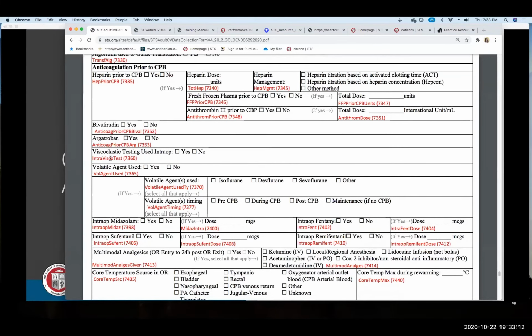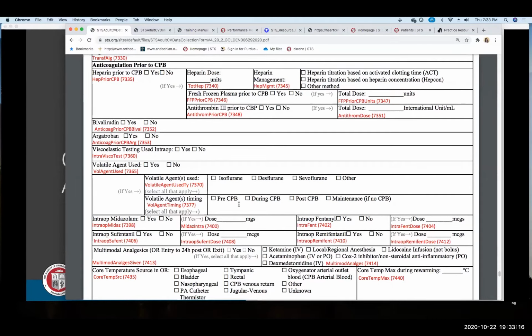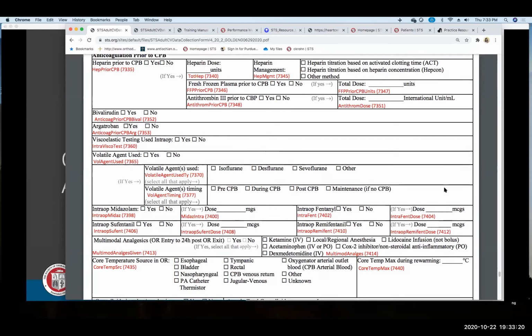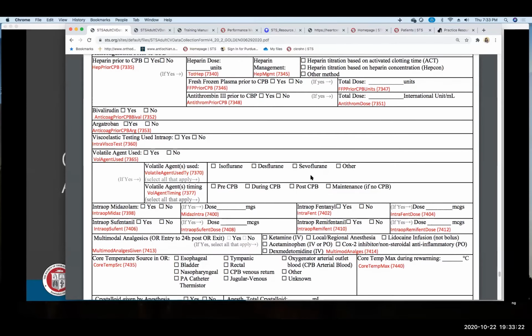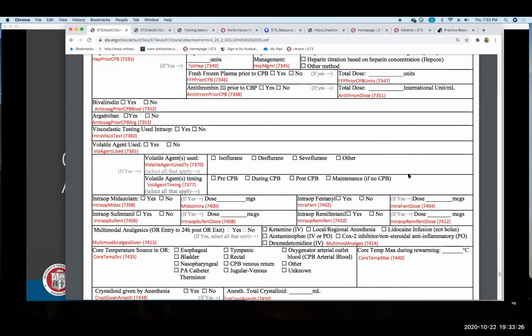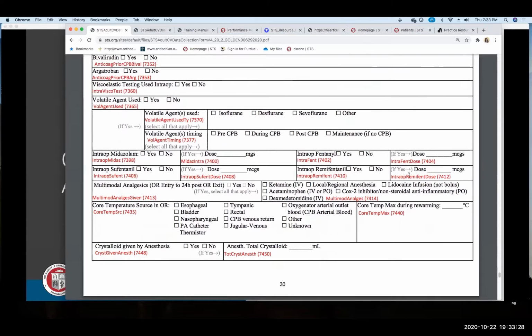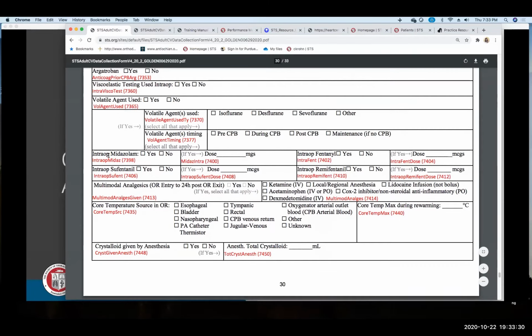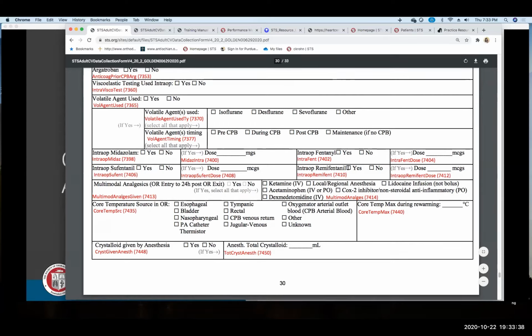And the viscoelastic testing, and whether a volatile agent was used, and if it was used, which one was used and when. This is a select all that apply, so you could select any agent that was used and any timing if you used it multiple times. We get into the sedation medications: sufentanil, Versed, fentanyl, and remifentanil. If these were used, what doses were used.